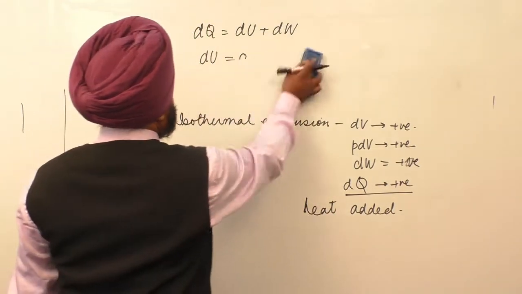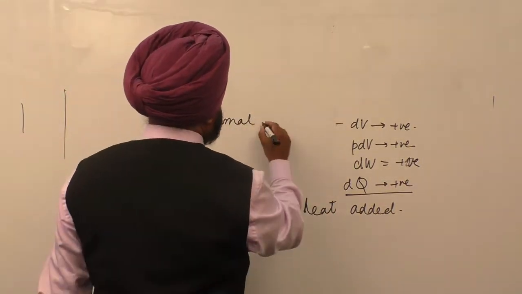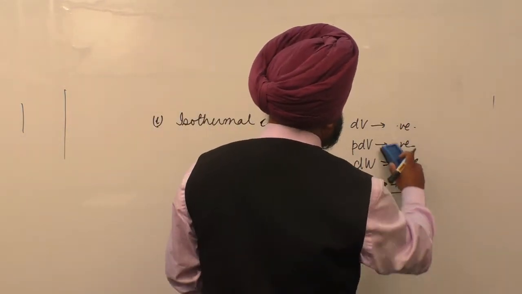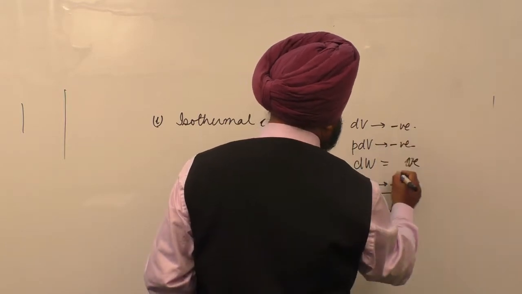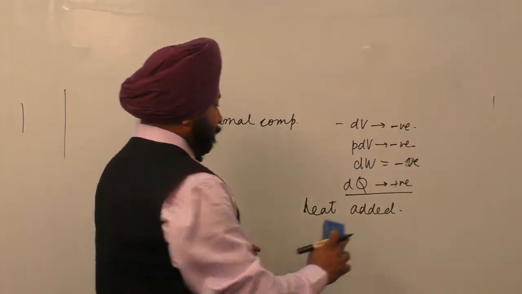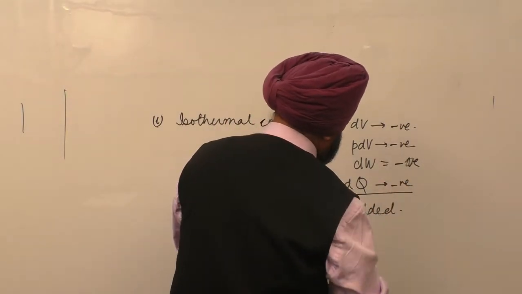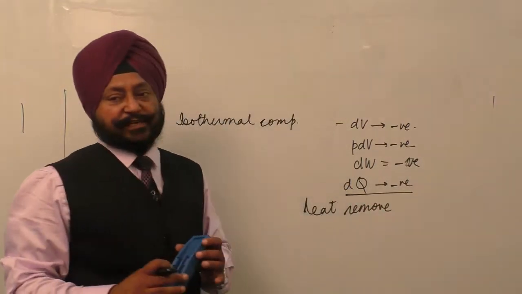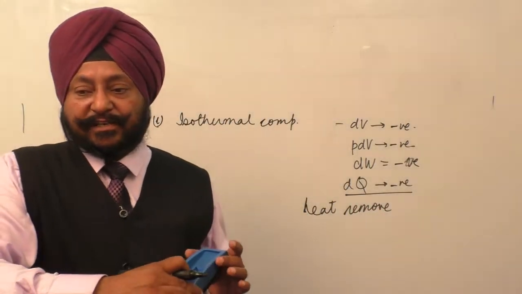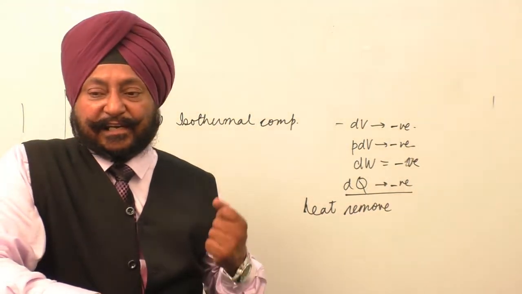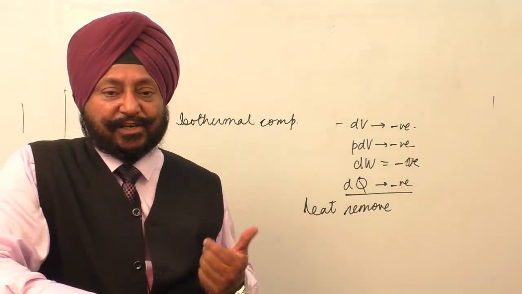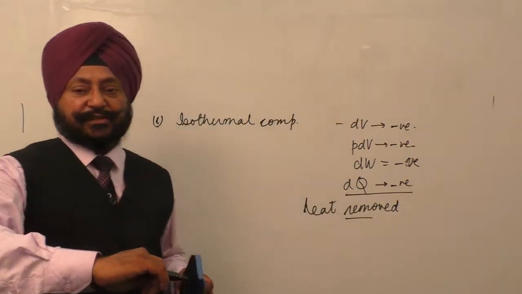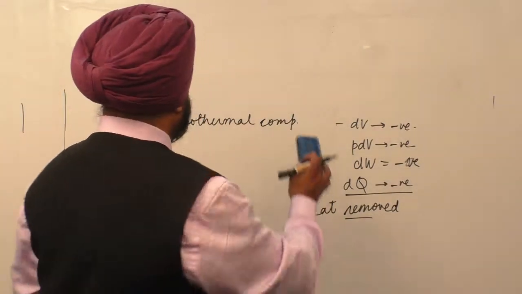What if isothermal compression takes place? Then all these things will be negative. There will be a decrease in the volume, so PdV will be negative, work done will be negative, so the value of dQ will also be negative, and in this case we will have to remove heat from the system for this process to take place. So isothermal expansion takes place when heat is added to the system, and isothermal compression will take place when heat is removed from the system. When you remove heat, we will have isothermal compression. When you add heat, we will have isothermal expansion.